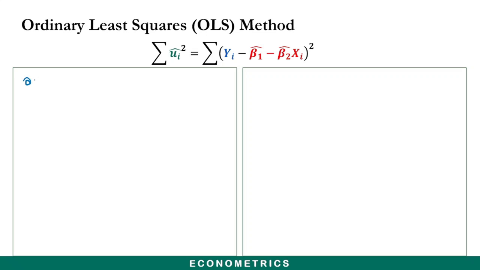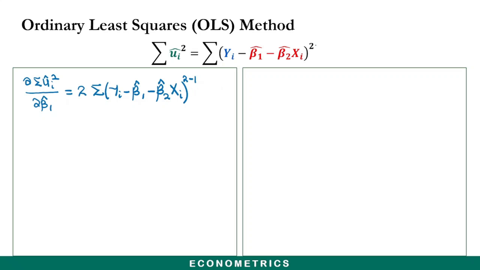So it is the partial derivative of the sum of squared residuals with respect to the beta 1 hat. And so if you go ahead and differentiate this, you will end up getting 2. So you have to differentiate the whole function as 1. So 2 multiplied by the sum of yi minus beta 1 hat minus beta 2 hat xi. And then we just go ahead and subtract 1 from the power of 2 after the differentiation.